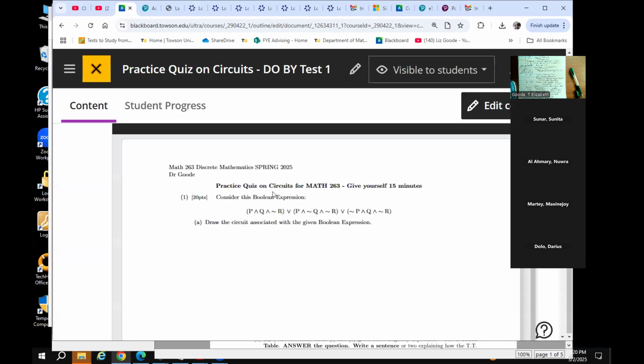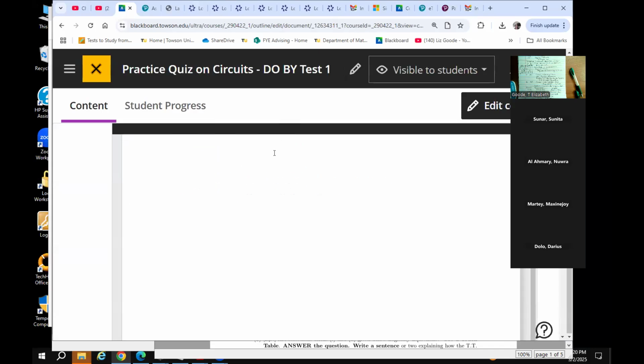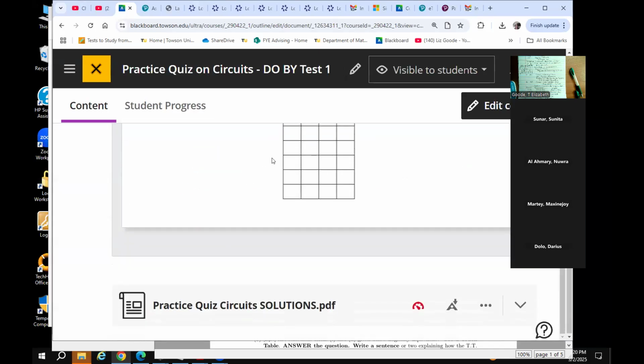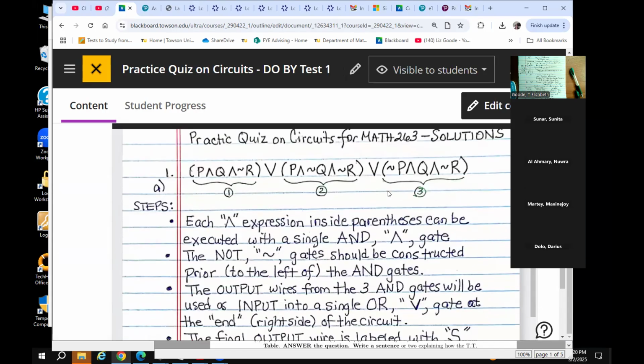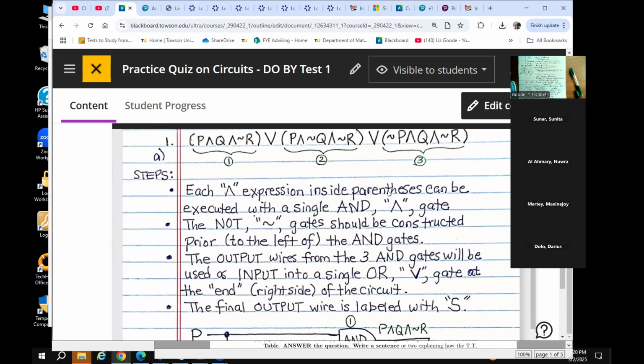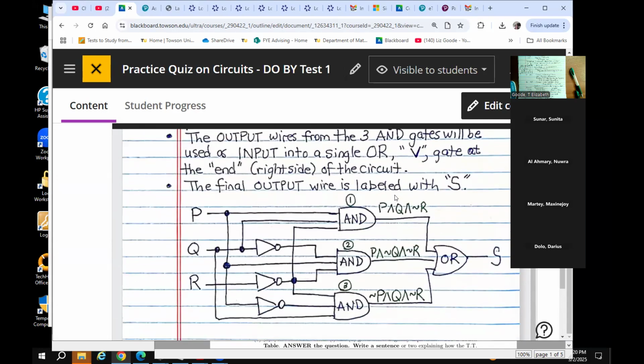Let's look at the solution. Yes, maybe the solution will help clarify my question a little bit. What I'm saying is, is the output always on the left, or the AND?